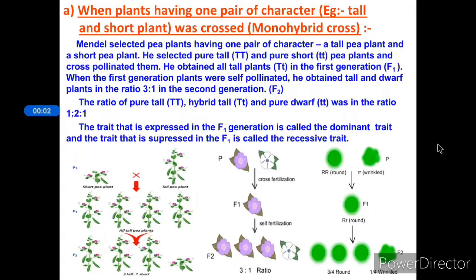Hi dear students, today we are going to discuss Mendel's experiment. We know that in sexual reproduction, two parents are involved and both contribute equally to the offspring or the child. That is why we can see some resemblance with the parents, right? Offspring have some resemblance with their parents.